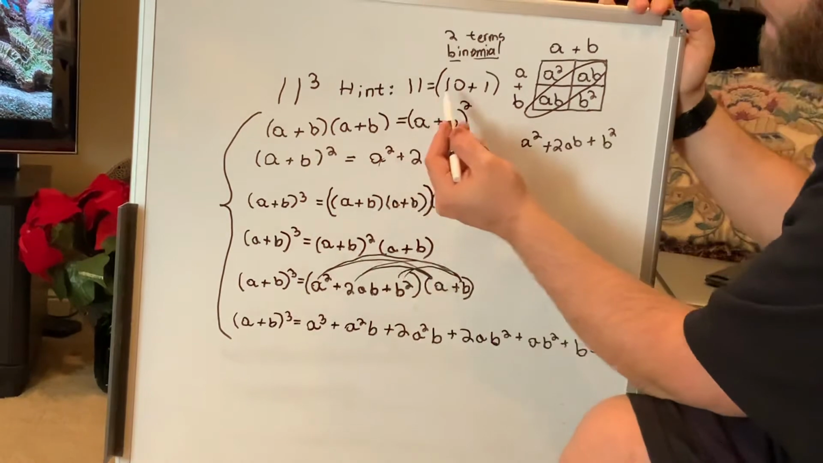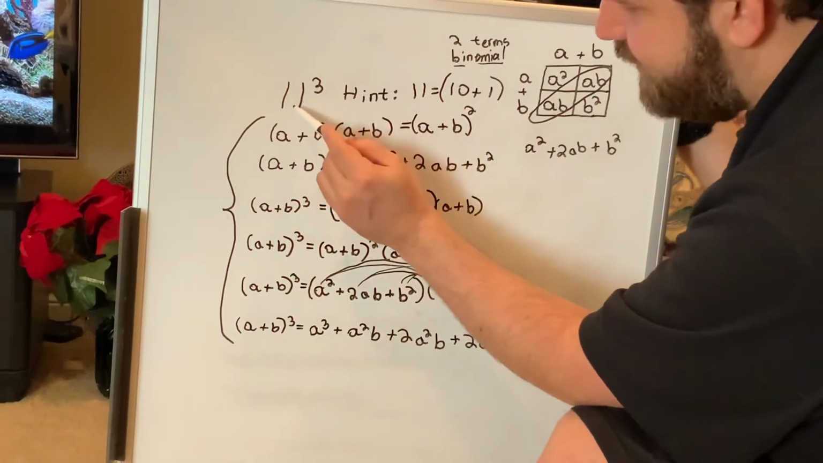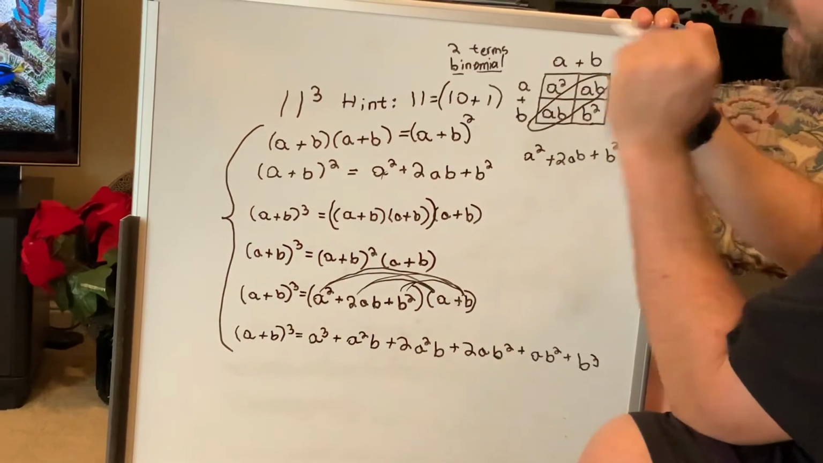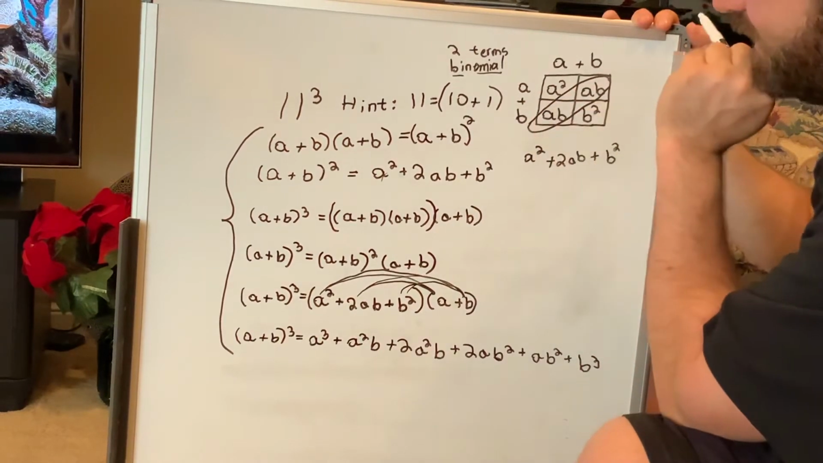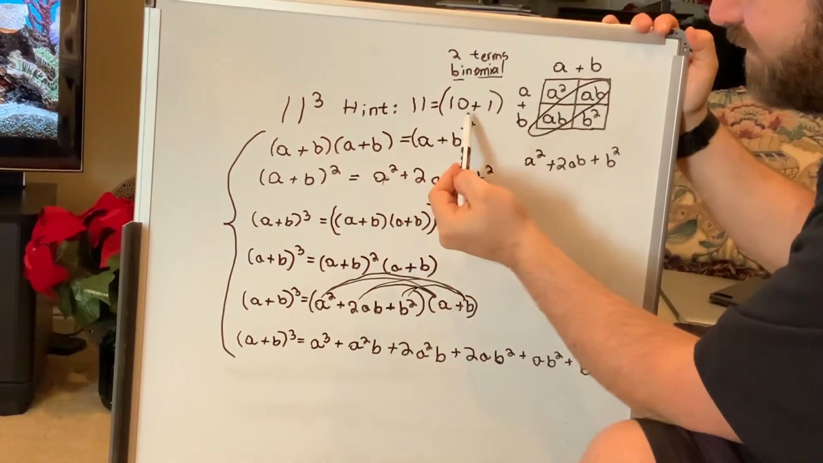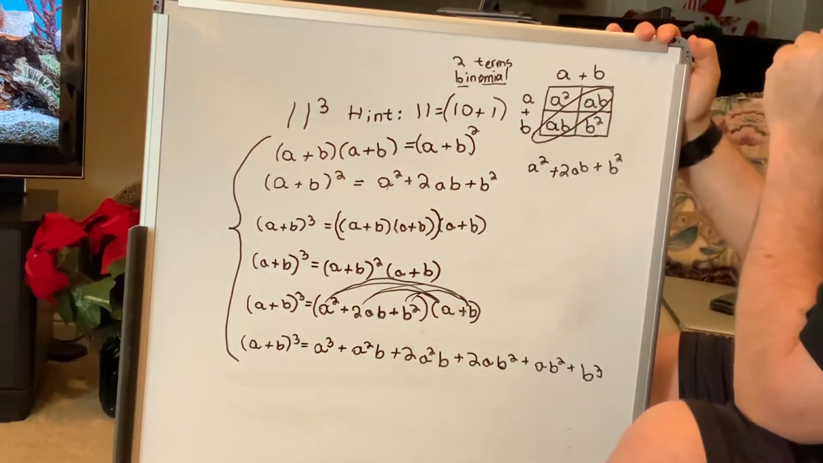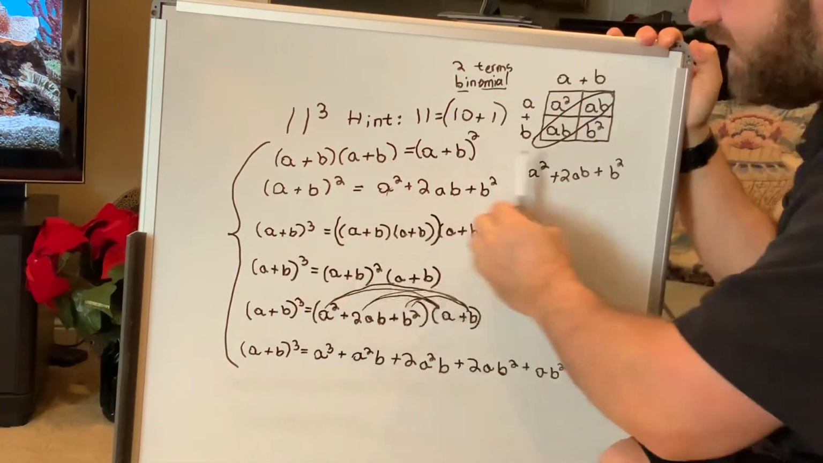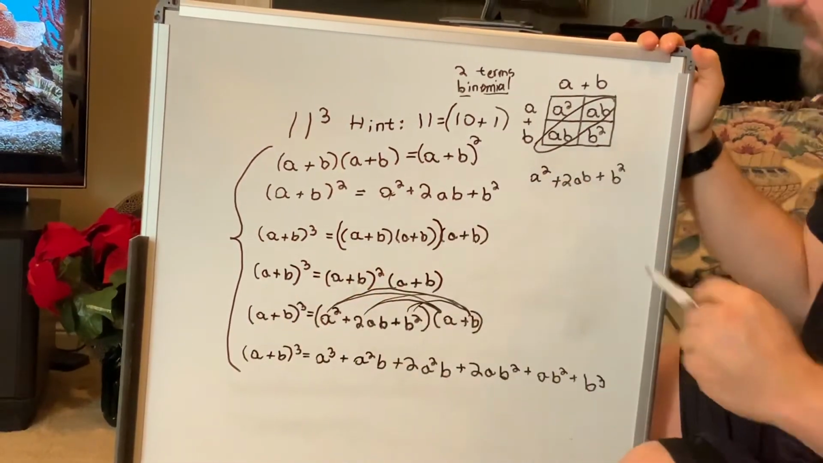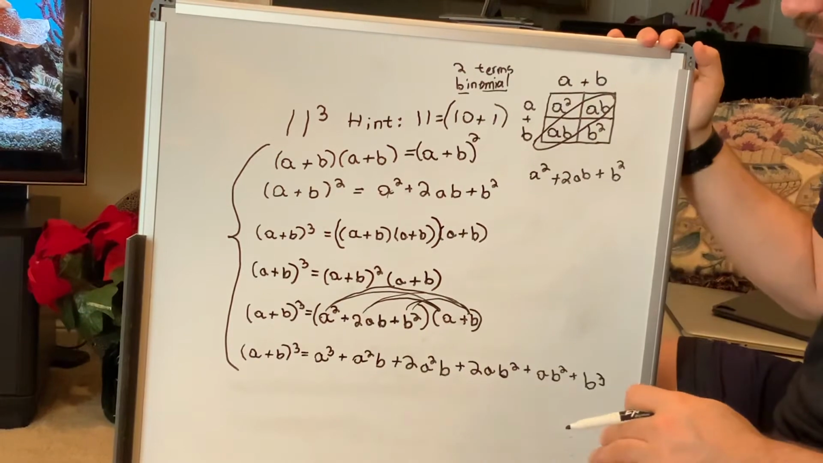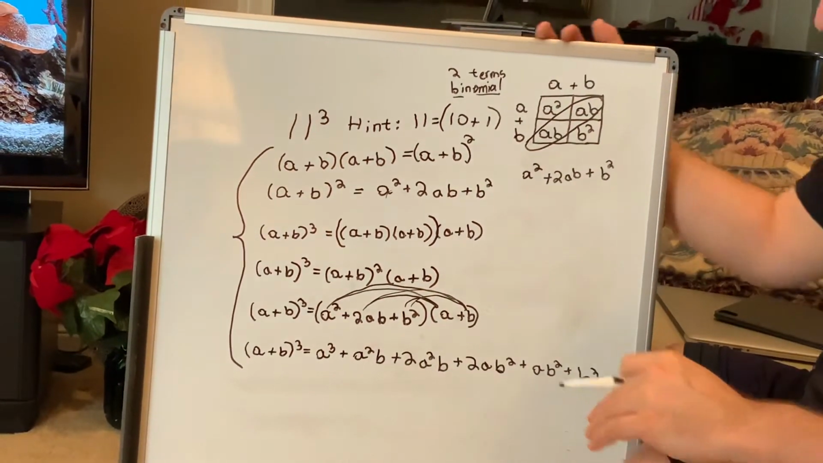Well, that's exactly what we have to do here because we're going to cube 11, and 11 is just 10 plus 1, and so we're going to do 10 plus 1 cubed. And so we are literally going to follow this exact process, only with numbers instead of letters.